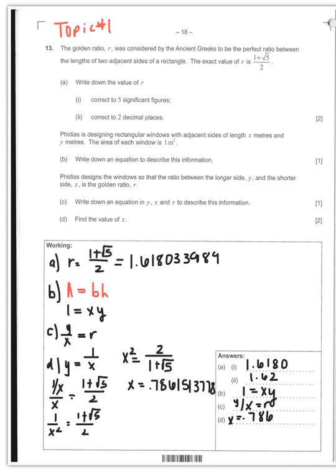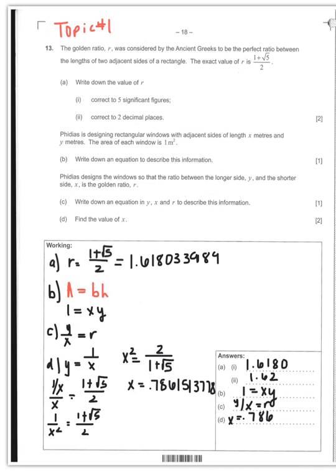Number 13 is topic number 1. So they give us this value r, which is the golden ratio, 1 plus the square root of 5 over 2. And they want us to find that to 5 significant figures. So first I just plugged it in my calculator to find the calculated value. And then 5 significant figures would be 1.6180. And then 2 decimal places would be 1.62.